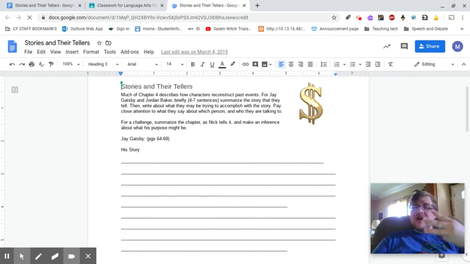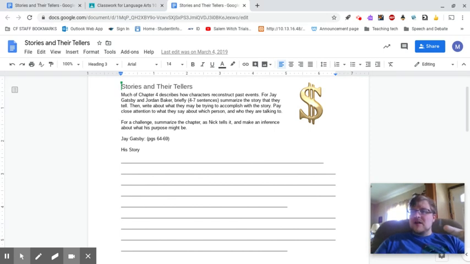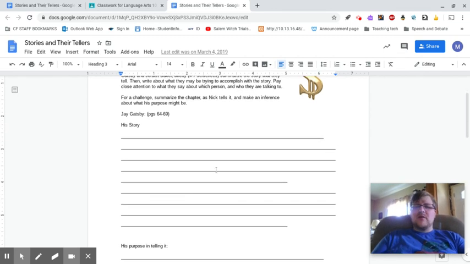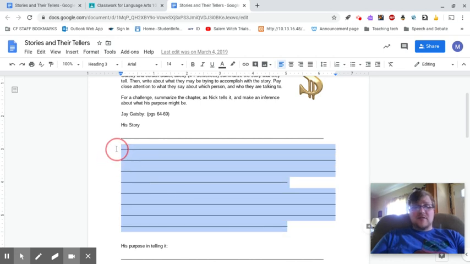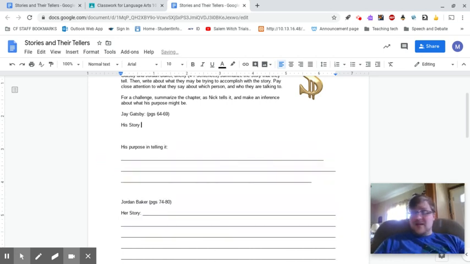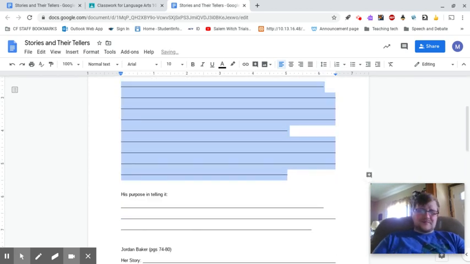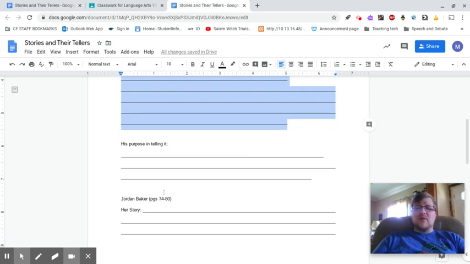Looking at this, it's called Stories and Their Tellers. There are 3 basic stories in Chapter 4. The first one is when Gatsby is talking about his past and who he says he is and where that stuff comes from. I'd like you to summarize that story first, and that can be found on pages 64 to 69. I know some of these lines got kind of weird. Feel free to delete them. Everyone has their own copy. If you'd rather just do this, and then type in there, that is 100% okay. Whatever works for you. I want you to think about what he's trying to accomplish by telling that story.